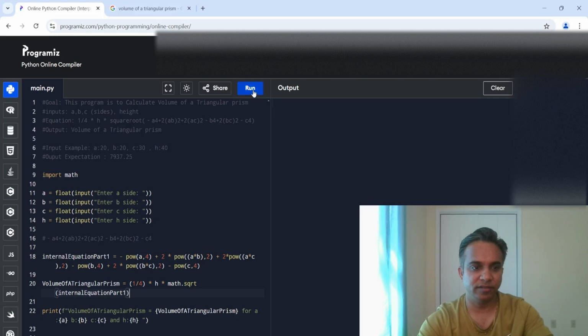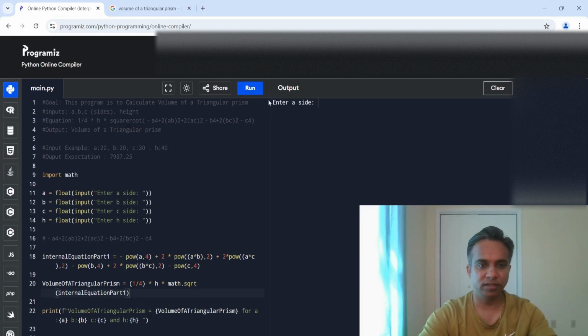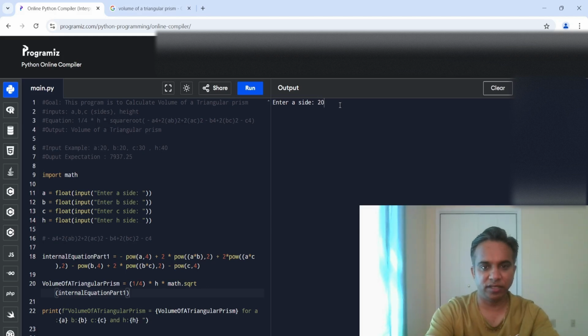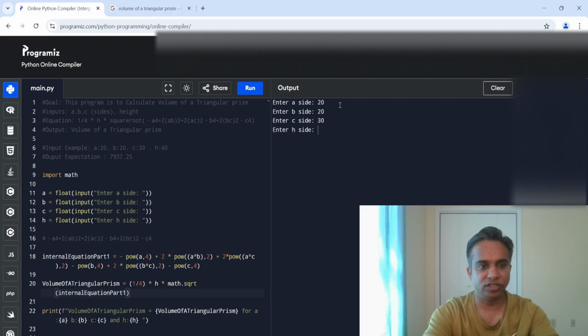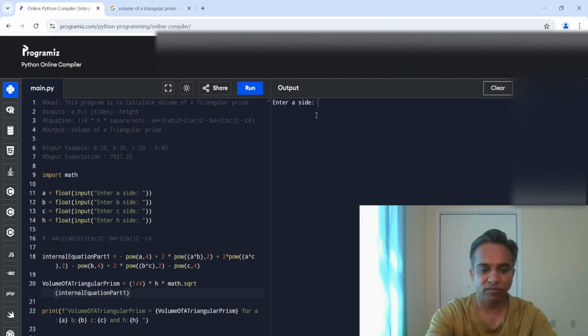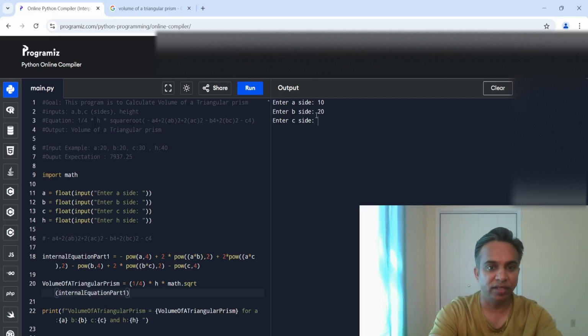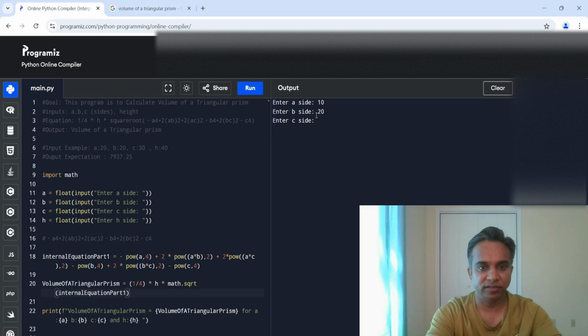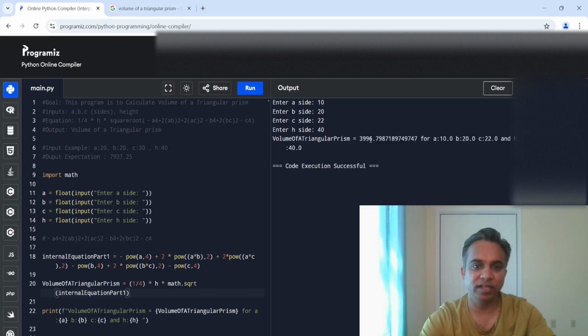Let us run that. So run. Side A is, we are expecting 20, B is 20, C is 30, and H is 40. We are expecting output around 7937.25. That is the output. We can run another value. We can say 10, 20, but now we know that A plus B should be greater than C. So here it is 22 and height is 40. Then the output is 3996.